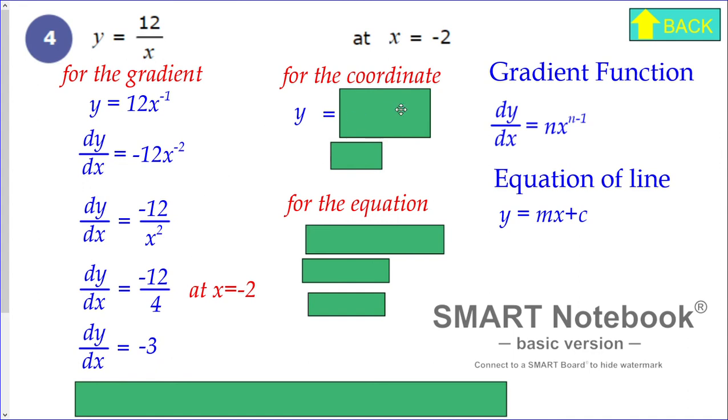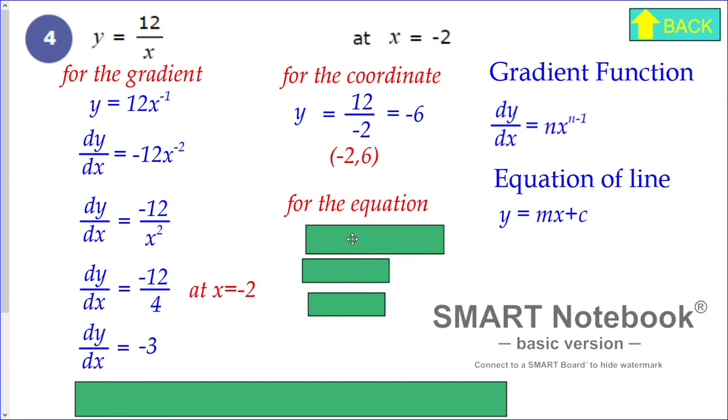Now we need a coordinate on the tangent line. For the coordinate, we need to substitute x equals minus 2 into which one? Do we substitute it into this one, the gradient function, or do we substitute it into the original function? The original function. This generates coordinates. So we substitute 12 divided by minus 2. That result is minus 6. So the coordinate is minus 2 for x, minus 6 for y. Okay, little mistake there. That should be minus 6 here.